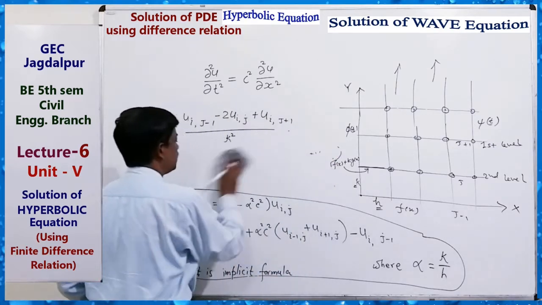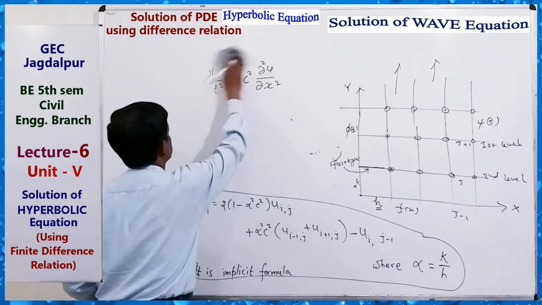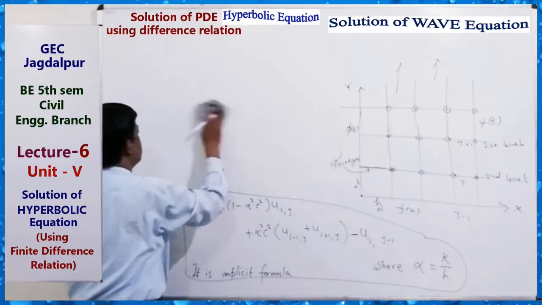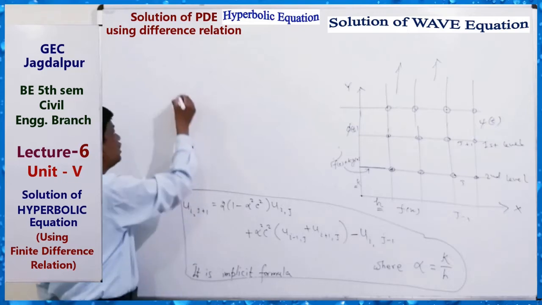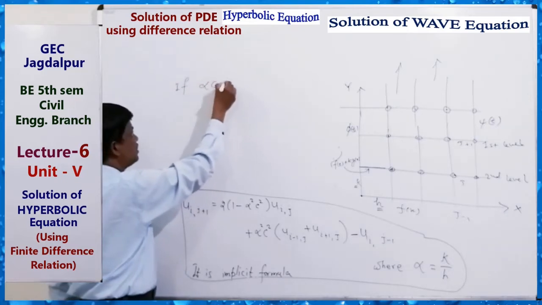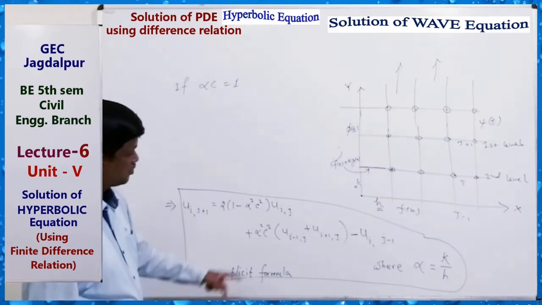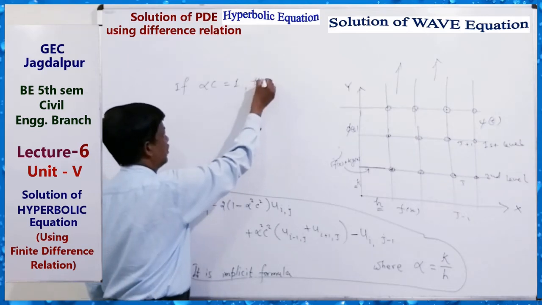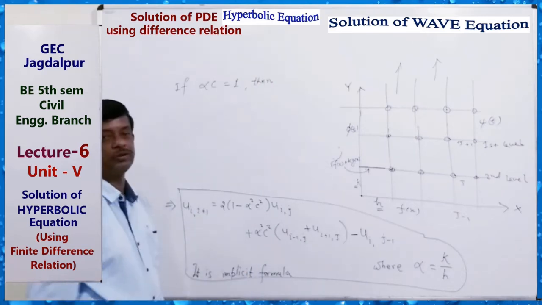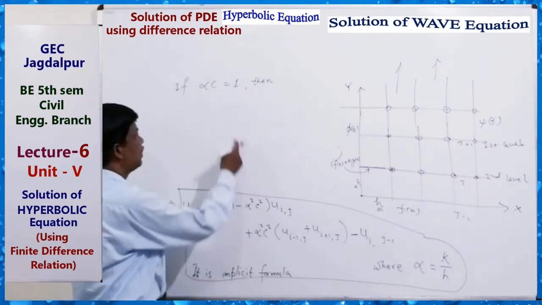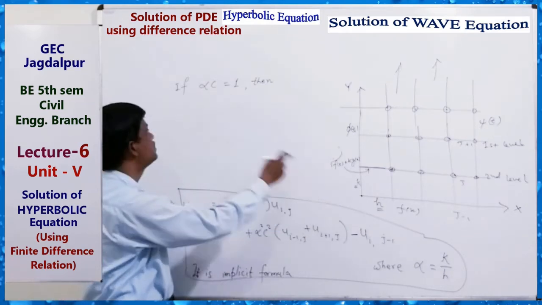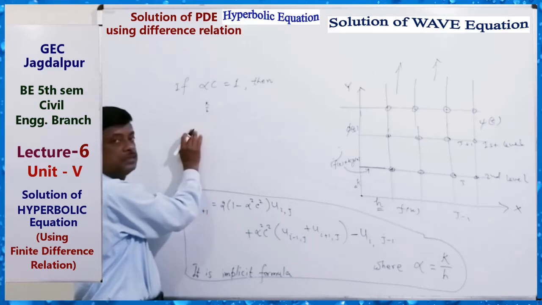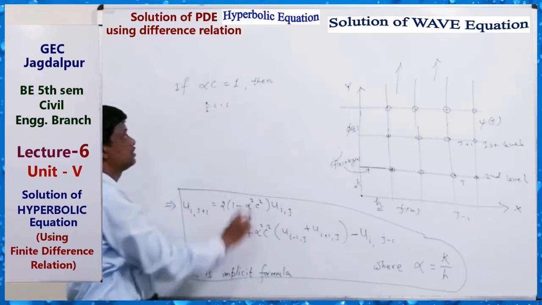And the explicit formula can be written by using alpha c equals 1 for solving this wave equation or hyperbolic equation. So if alpha c equals 1, then this will be 0, that is, it will vanish. Alpha c equals 1 means alpha equals k by h, into c equals 1, just like this.